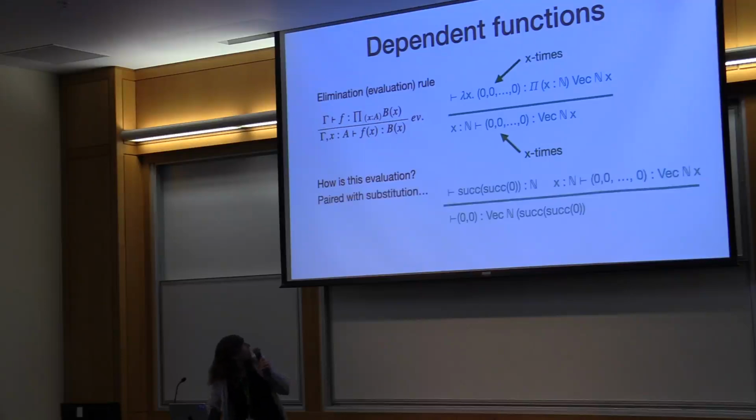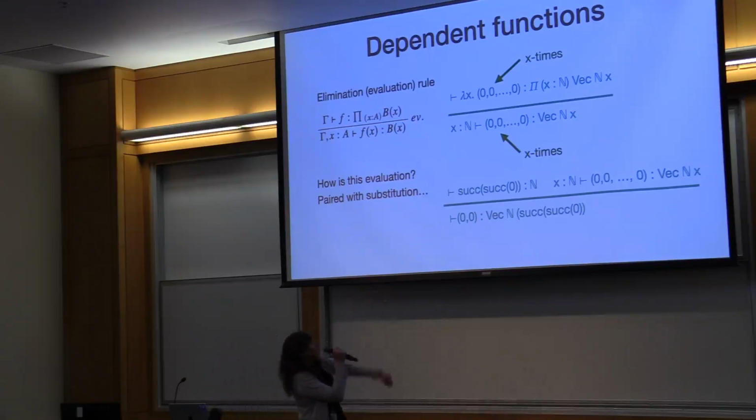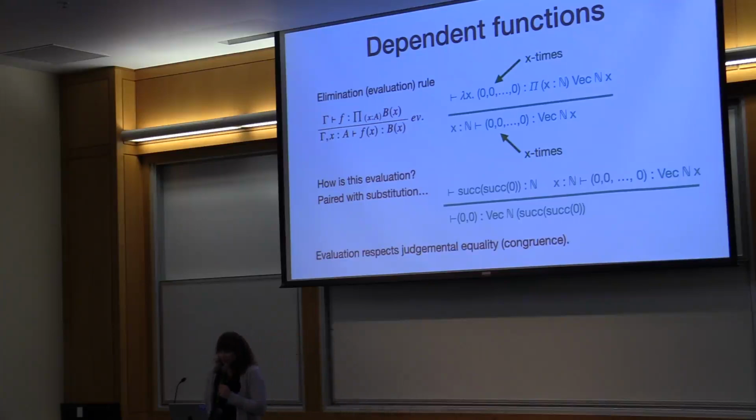We did this, and we left off with how is this evaluation? Well, it is evaluation if you carry it out with substitution, and then it looks like what you would usually say when you evaluate a function at a point. And in this case, we evaluated it on the point 2 of natural numbers, which is the successor of 0. Okay. And then, actually, yes, evaluation respects judgmental equality. There is a congruence rule, but you can read it in the textbook.